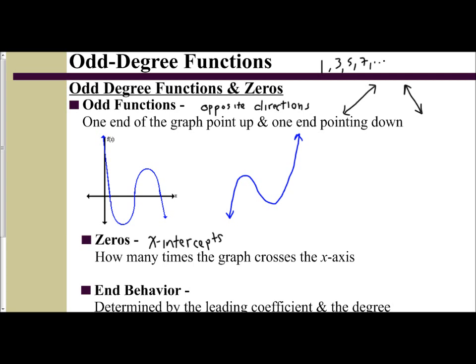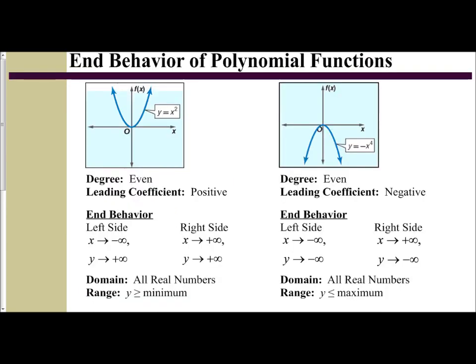So here's an outline of the even degrees. We have an example of it opening upwards and downwards. If it's opening upwards, we learned with quadratics, which is an even degree, that means the leading coefficient is positive. If it's opening downwards, it means the leading coefficient is negative. That works for all even degree functions. You see this is x squared, a quadratic. This is negative x to the fourth, which is a quartic. So if both sides are pointing in the same direction up, it's a positive leading coefficient. If both sides are pointing in the same direction down, it's a negative.